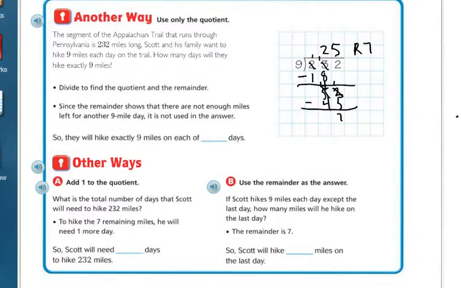Since the remainder shows that there are not enough miles left over to hike another 9-mile day, we're not going to be using it in the answer. So they hiked exactly 9 miles, 25 of the days, okay?